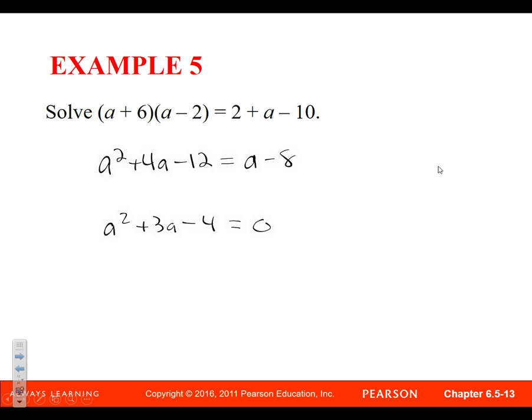Wait, where'd you get a 4? Where'd I get 4? 4a? Follow this out. That's a squared, right? This is 6 minus 2, 4a, and then finally negative 12.